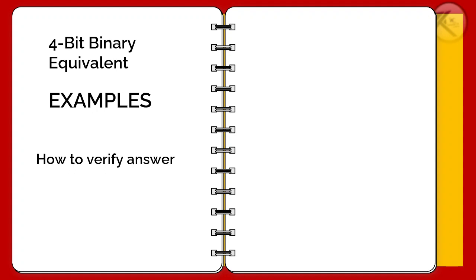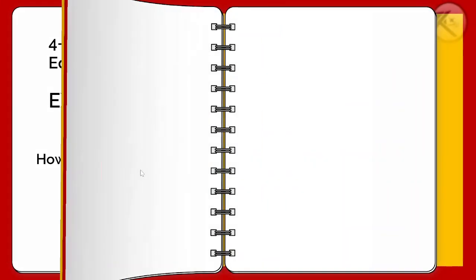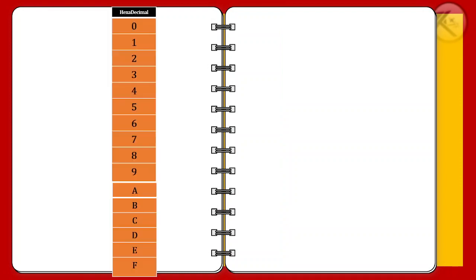What we will cover in this video: first, the 4-bit binary equivalent of any given hexa number. We will solve some examples which will include both the fraction part as well as the whole number part, and then how to manually cross check or verify your answer. So what information should I have to understand these types of conversions?